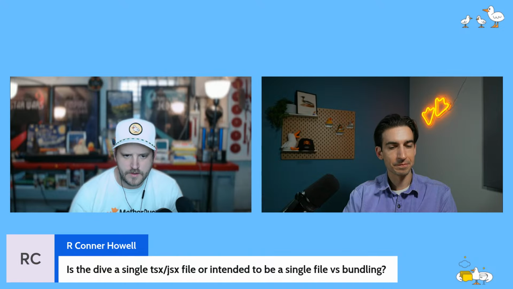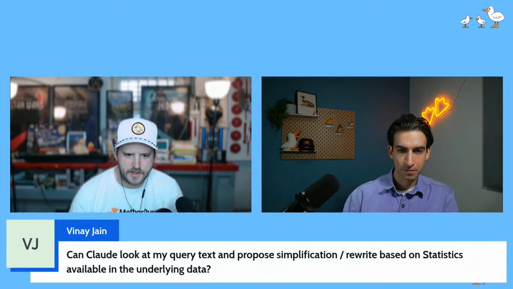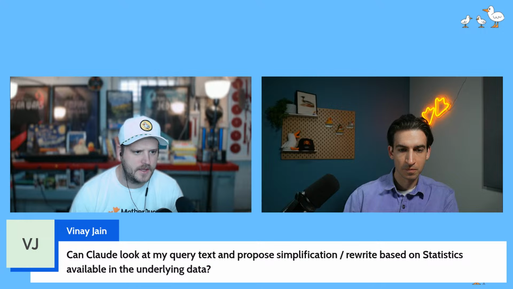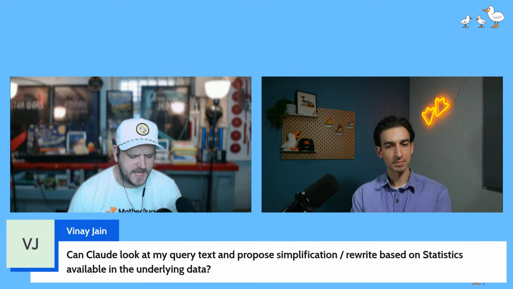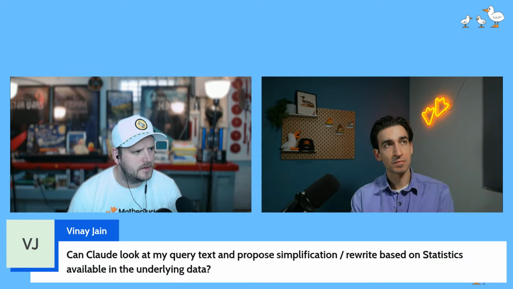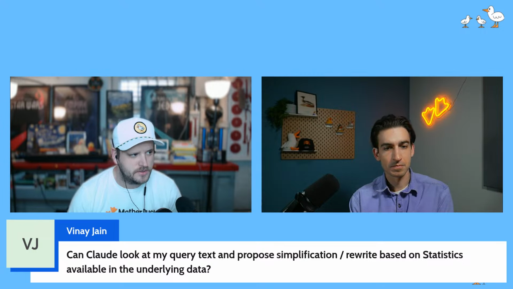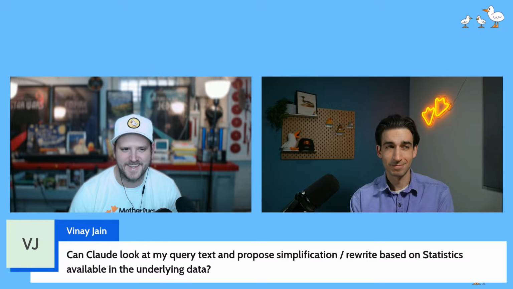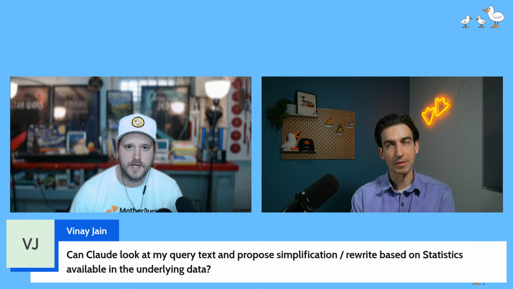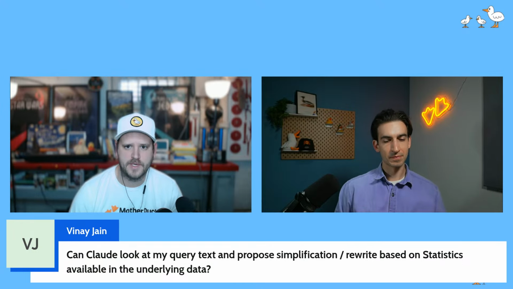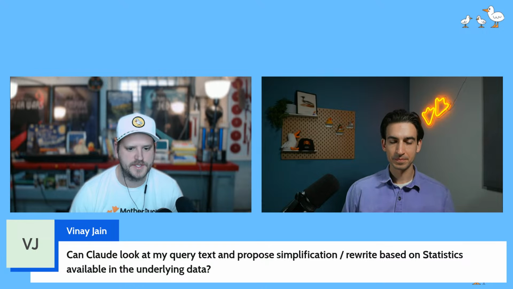All right, let's take the next one here. From Vinay. Can Claude look at my query text, propose simplifications, rewrite based on stats available in the underlying data? Great question. Yes, but the way that it does that is not like a specific tool. You could just tell it to do it. Like, hey, look at this code, based on what you know about DuckDB and MotherDuck, look at this query and rewrite it. That would be what you would do there. It would not be hey, run the query optimizer on this. That's not available yet.